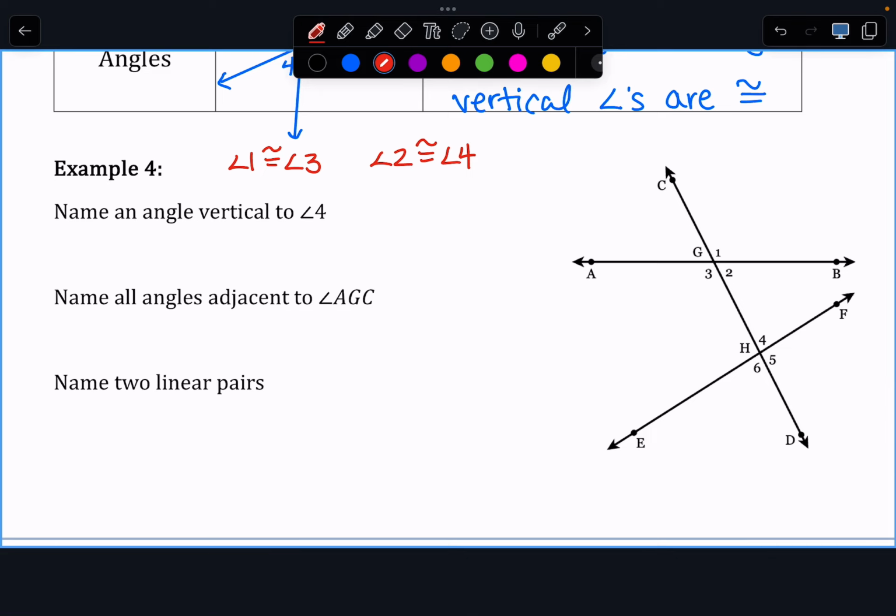I am going to give you a moment. You and your elbow partner, if they're here today, fill out these 3 right here.